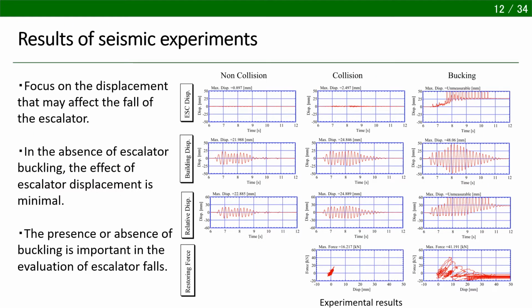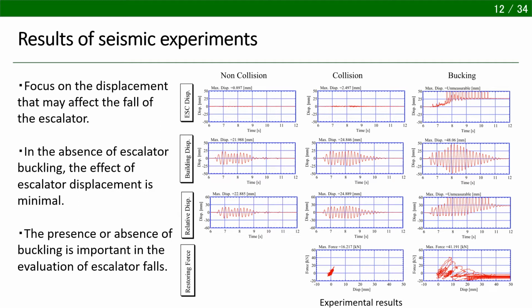This is the result of the seismic experiments. We focus on the displacement that may affect the fall of the escalator. The figure shows, from the top, the displacement of the escalator, the displacement of the building, and the relative displacement of the escalator between buildings.